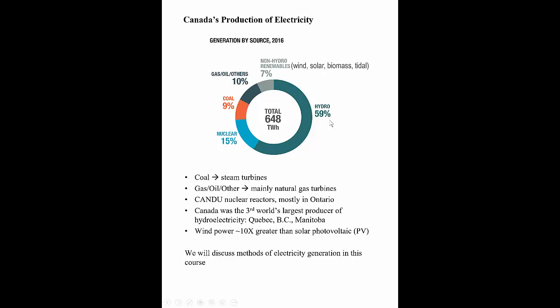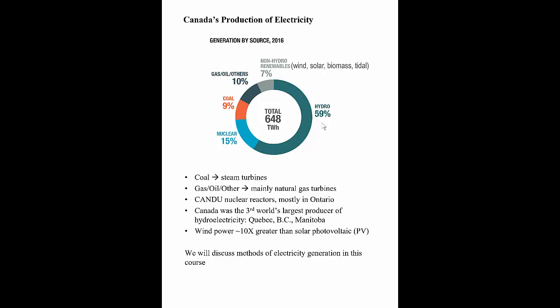Canada has a huge supply of hydroelectric electricity. We're the world's third largest producer of hydroelectricity after, I think, China and Brazil. That's mainly in Quebec, a lot of it in what's called the James Bay Project. We'll talk about that when we get to the hydroelectricity portion of the course.